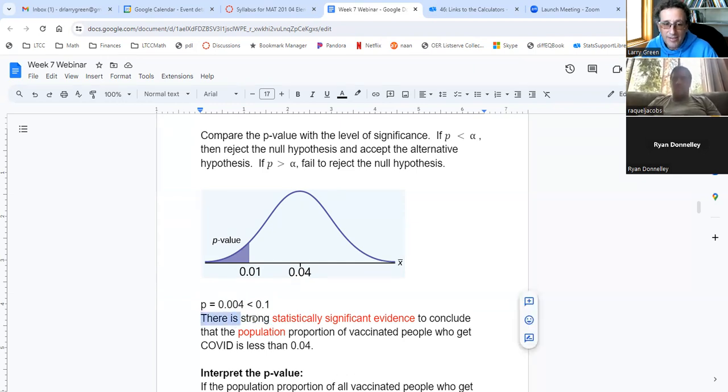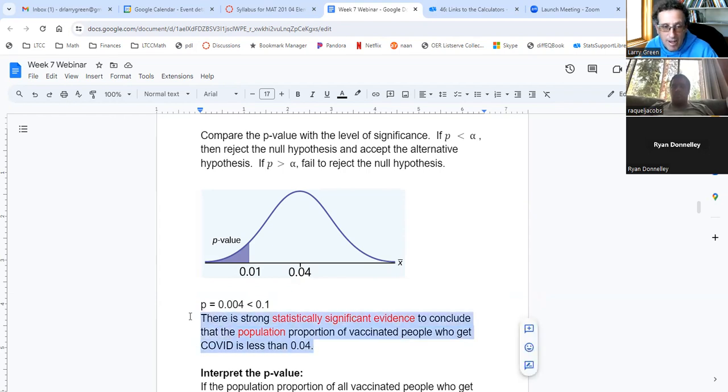So what we can say is there's strong statistically significant evidence to conclude that the population proportion, and I want to let you know, just like confidence intervals, in making your conclusion, you must specifically refer to the population. It's not about the sample proportion. It's the population proportion of all vaccinated people who get COVID is less than 0.04. Any questions? Any questions on what's called the conclusion for the hypothesis test?